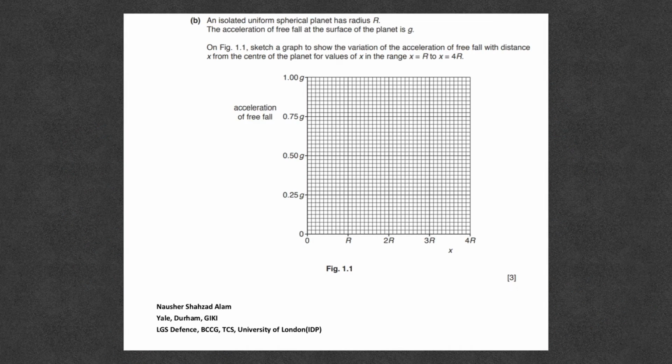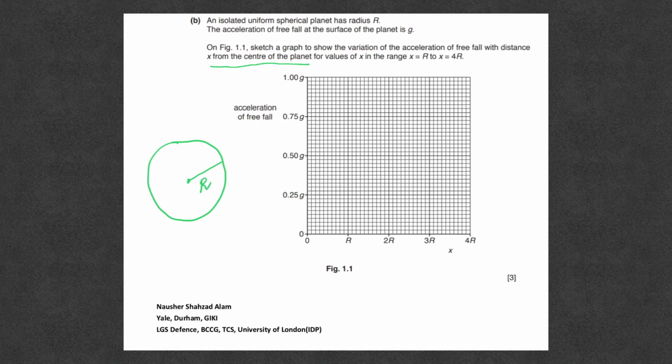All right, so let's finish this topic off with a question. Again, a part of the question from the past papers. It says over here that on figure 1.1, sketch a graph to show the variation of free fall acceleration with distance x from the center of the planet. Try to understand, distance is measured from the center of the planet, and wherever you go, that distance is x.